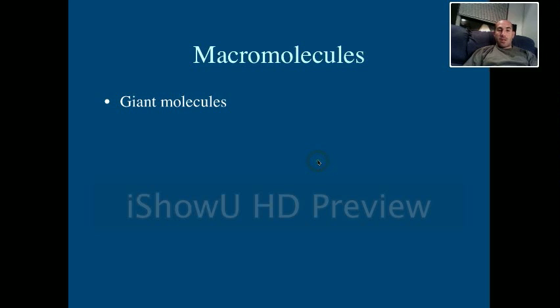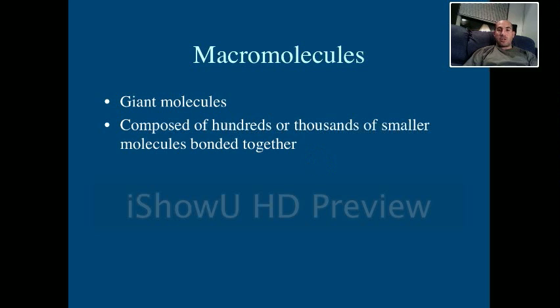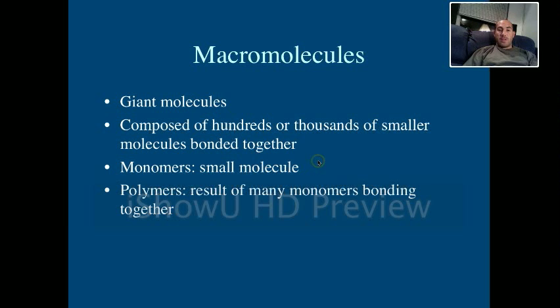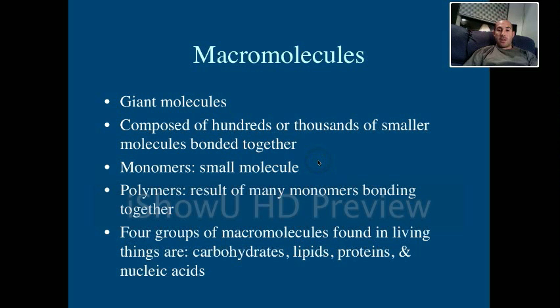Okay, so macromolecules are giant molecules composed of hundreds or thousands of smaller molecules bonded together. Now, a monomer is a small molecule, so if you link a bunch of them together, it's called a polymer. And if you do a ton of those, you can make a macromolecule. Carbohydrates, lipids, proteins, and nucleic acids are all macromolecules. It's difficult to model them because you need so many of them together. Even if you put a few sugars together, it's not necessarily a macromolecule. Macro means really big, micro means very, very small.